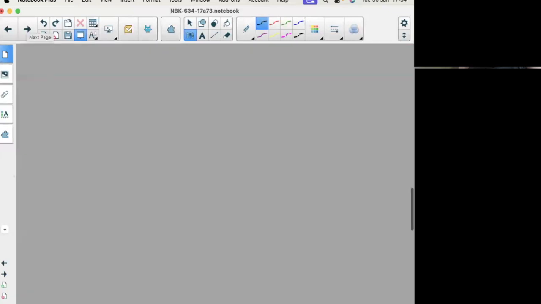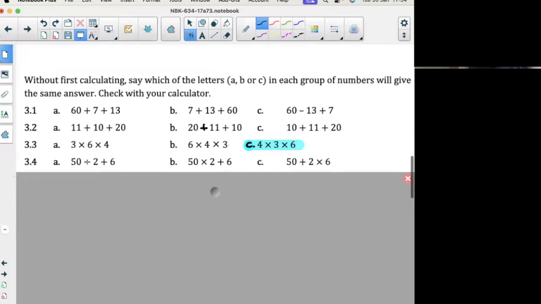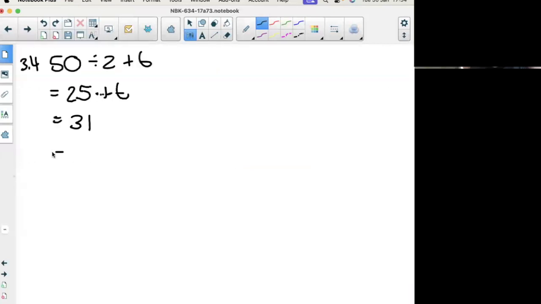All right, so the next one says 50 times 2 plus 6. Are all the signs the same? No, ma'am. What's the difference here? There's a multiplication and a plus. So, oh, got a problem. Am I right? Yes, ma'am. Okay, so what have I got to say now?